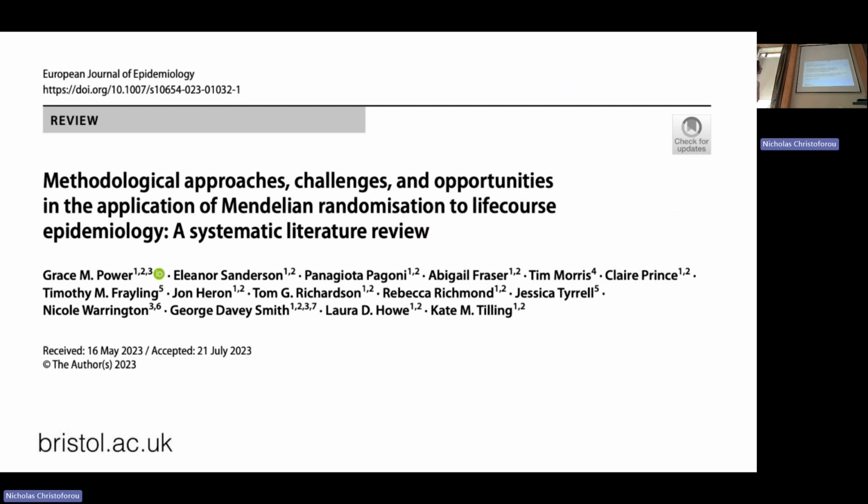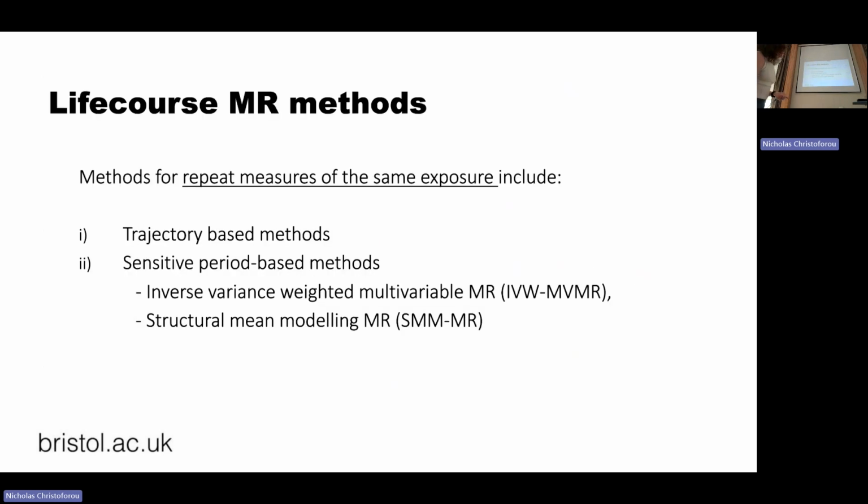So a couple of years ago, I was really interested in doing a systematic review to identify Mendelian randomization methods that are utilised within a life course research setting. In doing this, I identified several trajectory-based methods, which I'm starting to use more now. I've got some small grant funding to explore these sorts of methods.